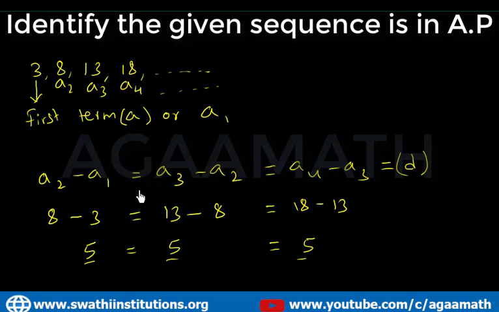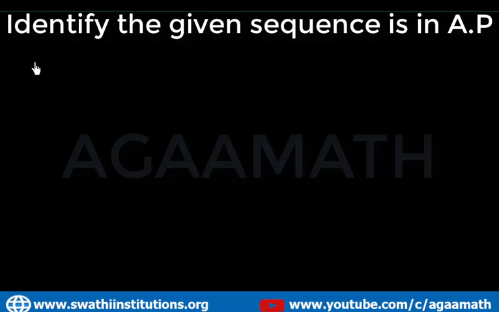Let us take one more example. Here the terms are 3, 1, minus 1, minus 3, and so on. To verify whether this sequence is in AP or not, what we have to check is the difference, whether the difference between any two consecutive terms is the same. The first term is indicated with the letter A1, the second term is A2, the third term is A3, that is minus 1. So here I put A1, A2, A3, A4. If we have many terms, we can continue.